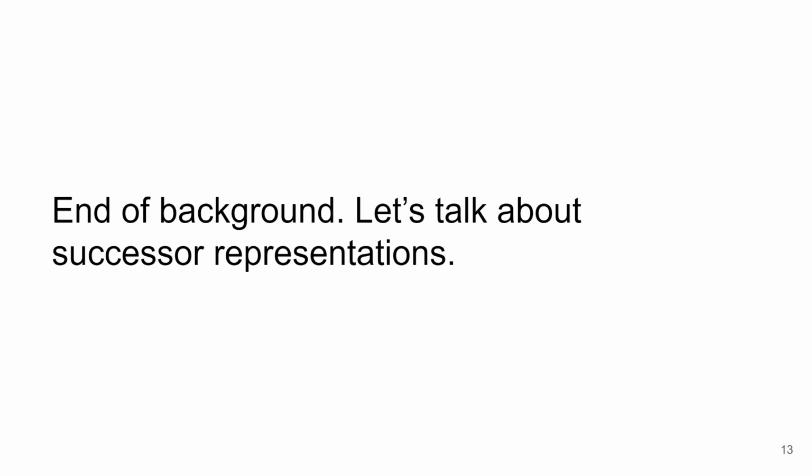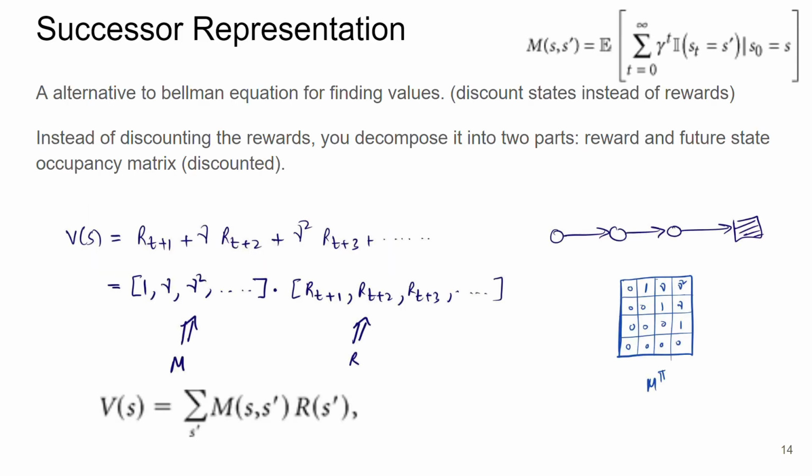Okay. So end of background. Let's get to the core, successor representations. An interesting way to think about the successor representation is that it is an alternative to find the value instead of using the Bellman equation. So this is very loosely the Bellman equation. I don't have the expectation and all, but I tried to use notation quite loosely so that the idea is more concrete.